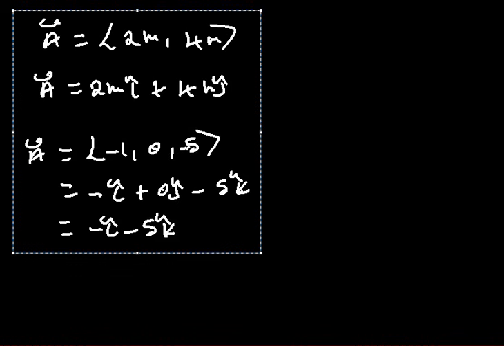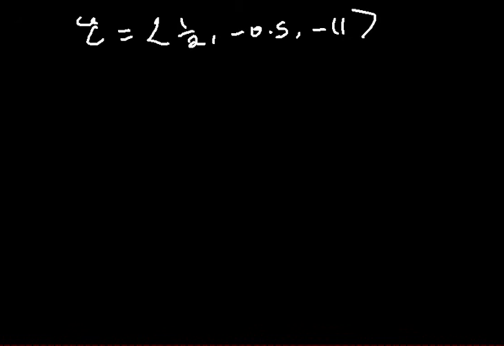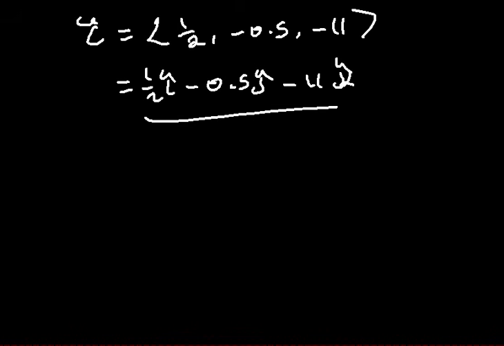And I can also have, let's say, a vector C which is given as half, negative 0.5, and negative 11. So in unit vector notation, we'll have it as half i hat minus 0.5 j hat minus 11 k hat. So we have it as that.